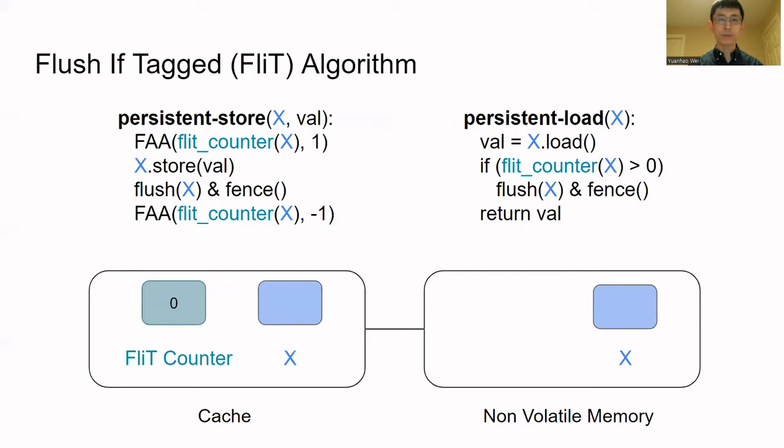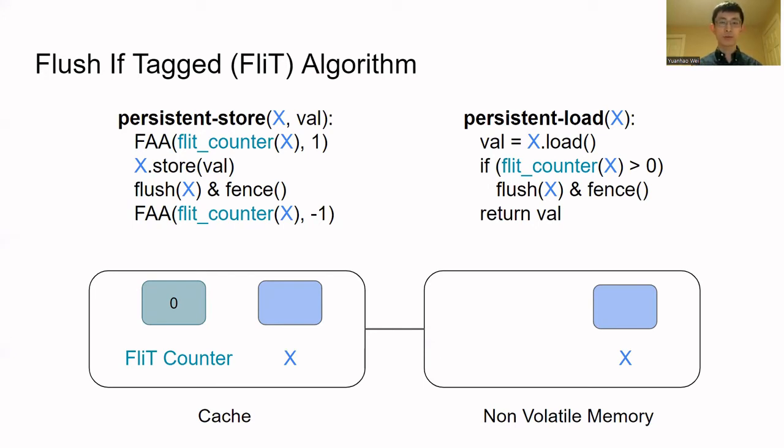So this is how we implement persistent stores and persistent loads. We call the algorithm flush if tag, or FliT for short. Basically, the idea is to associate a FliT counter with each memory location. To do a persistent store, you first increment the counter, write to X, then you flush and fetch X to make sure that it is persisted, and finally, you decrement the counter. This ensures that the FliT counter is always larger than 0 whenever the current value has not yet been flushed.